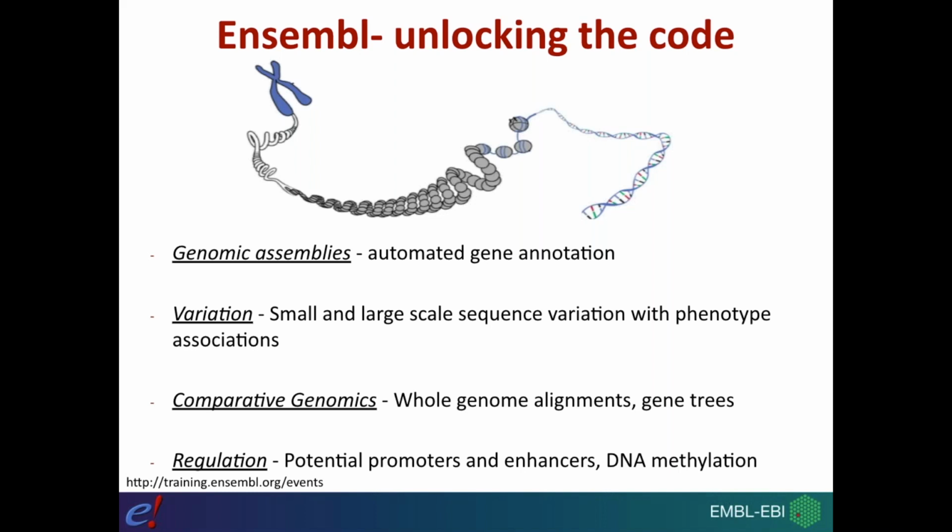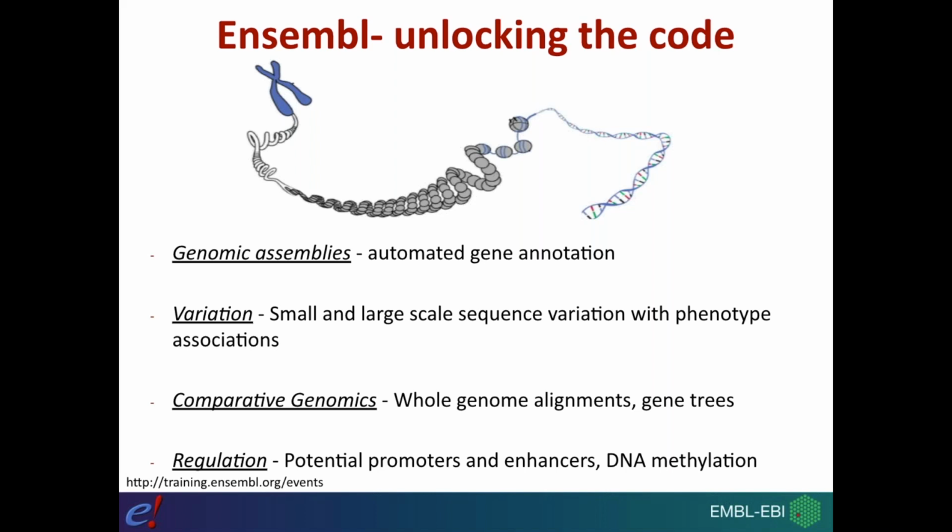So within Ensembl, there are around 20, 21, 22, 23 species that have variation data available. So we import millions of variants for a number of different species, which include both small and large scale sequence variants with phenotype associations as well. And we also import variation data where it's available for non-vertebrate species in Ensembl Genomes as well.